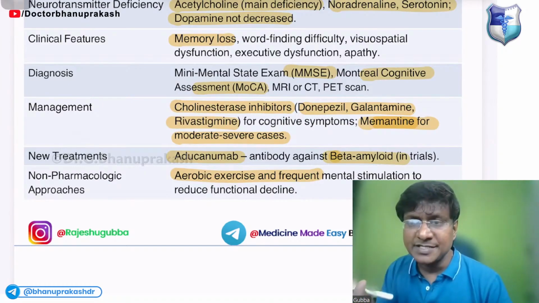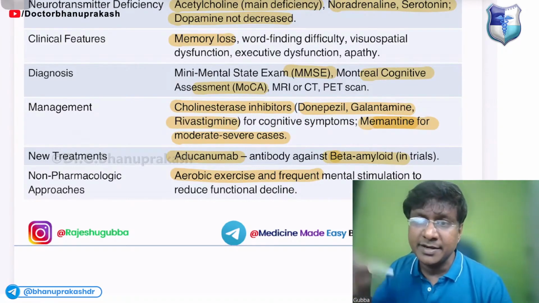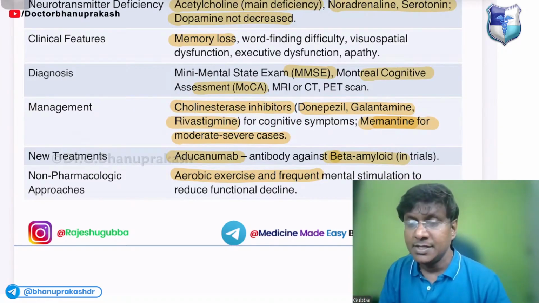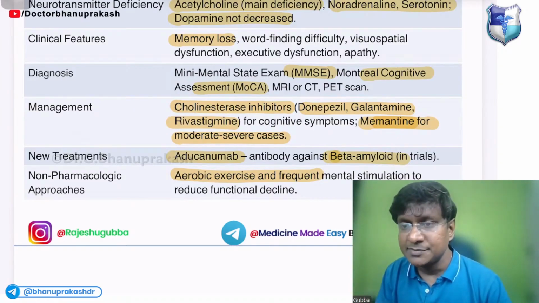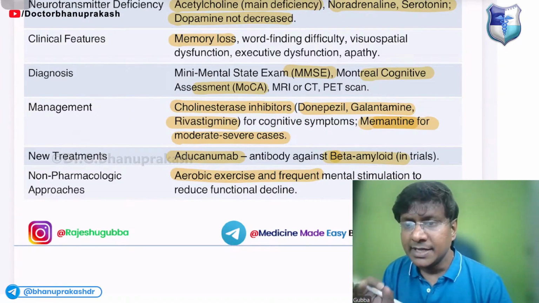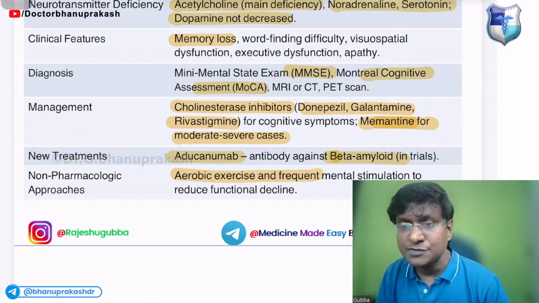So you'll have widespread cerebral atrophy. And the histopathological findings will be neurofibrillary tangles and beta amyloid plaques. And these neurofibrillary tangles are mainly intracellular. And the very important neurotransmitter that is deficient is acetylcholine. And the important clinical manifestation will be memory loss. And apart from that, word finding difficulty and visuospatial dysfunction also can be there. Diagnosis is mainly by MMSE and as well as MoCA. That is Montreal Cognitive Assessment, MoCA.